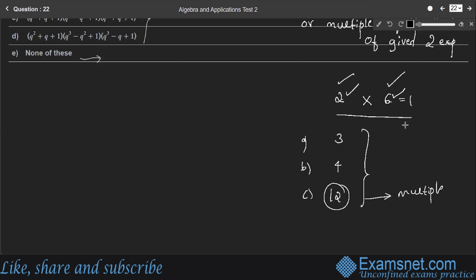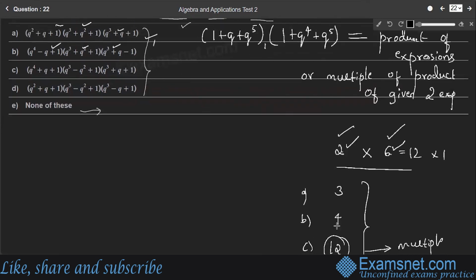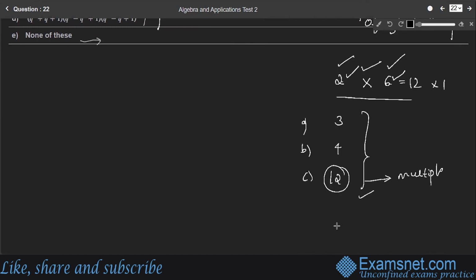Since 2 times 6 is equal to 12, and 12 into 1 is 12 itself, therefore the product of the expressions given in the options should be equal to, or a multiple of, the product of the given two expressions. Here in option C, the number 12 is a multiple of, or equal to, the product of the given two numbers. Therefore option C is the answer, which is divisible by the given numbers 2 and 6 individually.